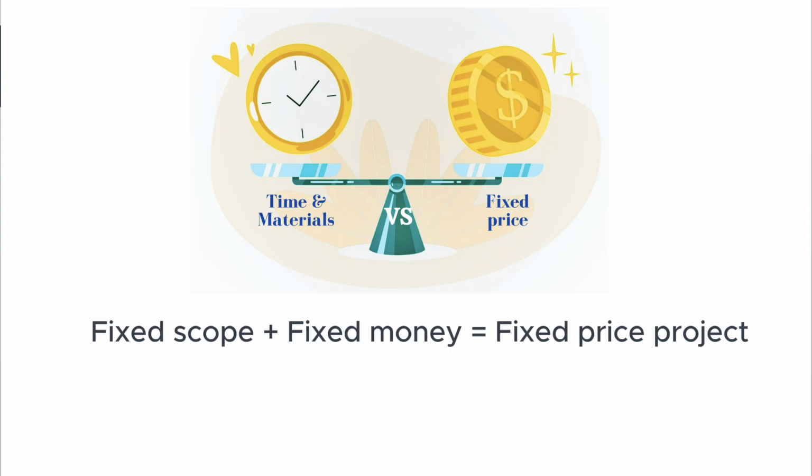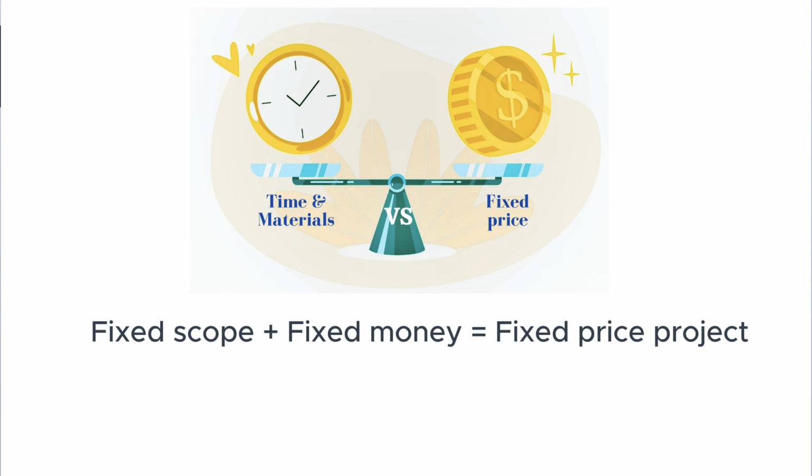Step 2. Define project type. The next step to properly plan a project is to define if it's fixed price or time and material project. If you have a fixed scope of work to be completed for a fixed amount of money, then it's a fixed price project. For example, you are to build a 10-page website for $10,000, so it's a fixed price project.